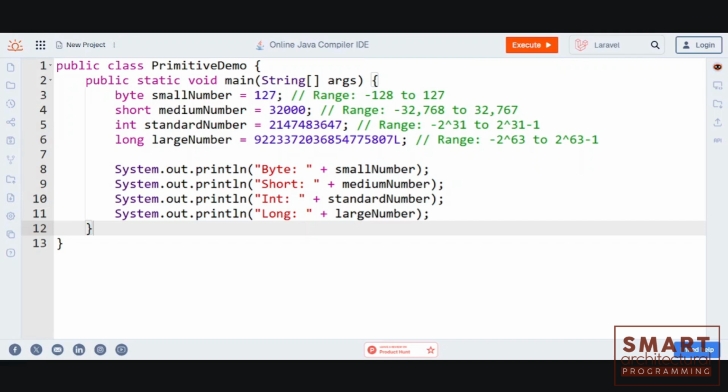Here we have a huge number. It seems like this is roughly at least 2.1 billion, right? We're also given a range right next to it, which is negative 2 to the power 31 to 2 to the power 31 on the positive side, right? Similarly, we have a long, which stores even larger numbers.